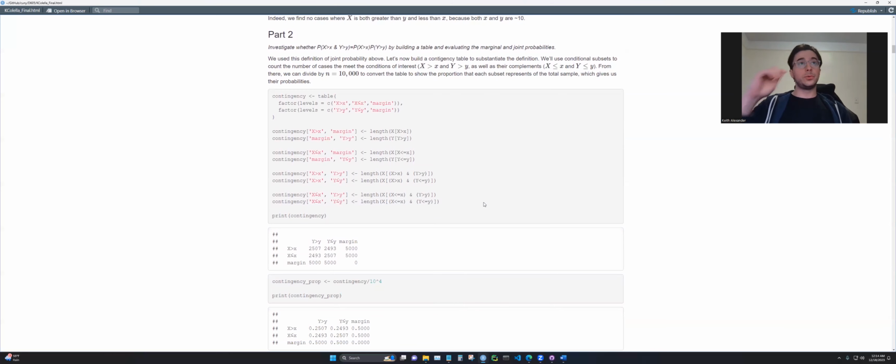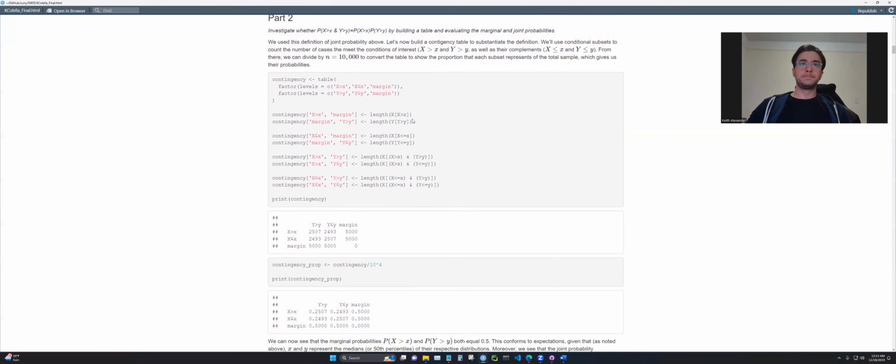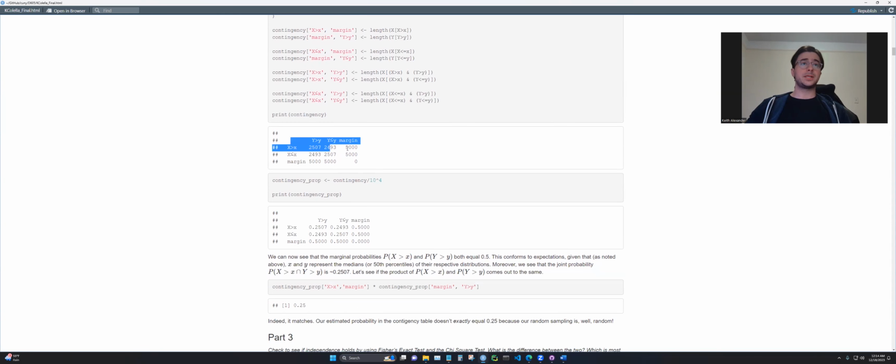Moving on to part 2, we want to investigate this case. Really just prove that the joint probability of this is equal to the product of the two marginal probabilities. And so we can explore that by building out this contingency table. I've taken subsets, laid out the conditions where these various conditions are true within the subset, and then used that to build out this contingency table. And so we can convert this contingency table from counts to probabilities by just dividing by the number of samples within these two samples, which is 10,000.